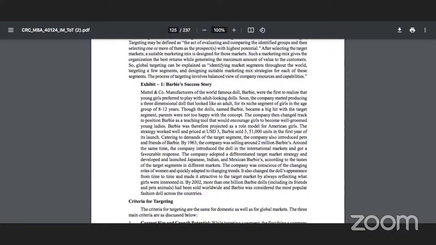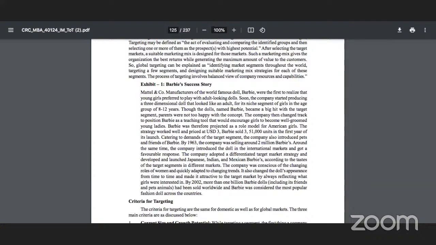Then, having done that, they went a step further. They started adopting a differentiated target market set strategy. We were talking about this earlier today. So, what did they do? They developed and launched Japanese, Indian, and Mexican Barbies according to the tastes of the target segments in different markets.